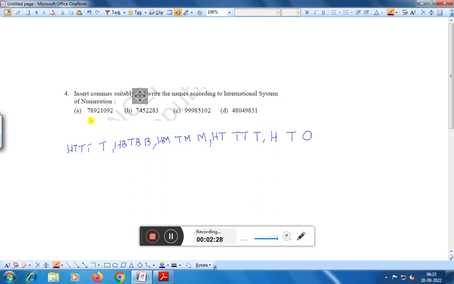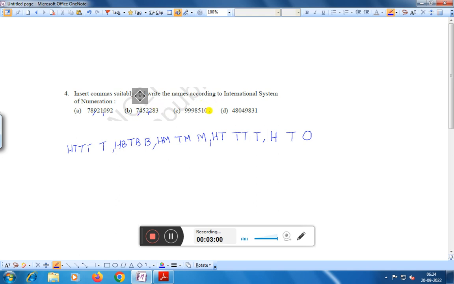Now the first one, that is A. Number A, insert commas suitably and write the names according to the International System of Numeration. After 3 digits, that is 2, 9, 0, you have to put 1 comma here. After that 1, 2, 9, after 3 digits you put another comma here, right? Now B. In B, after 3 digits, that is 3, 8, 2, put 1 comma. After that 2, 5, 4, after 3 digits you put another comma, right?